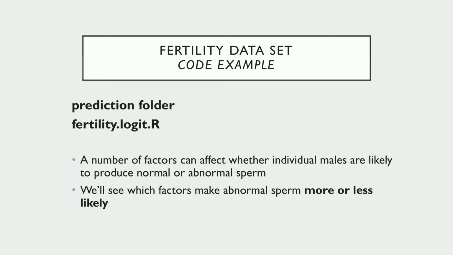So we're going to look at a fertility data set code example. It's in the prediction folder. It's fertility.logit.r. In this data set, we're going to look at a number of factors that can affect whether individual males are more likely to produce normal or abnormal sperm. We'll see which factors make abnormal sperm more or less likely.